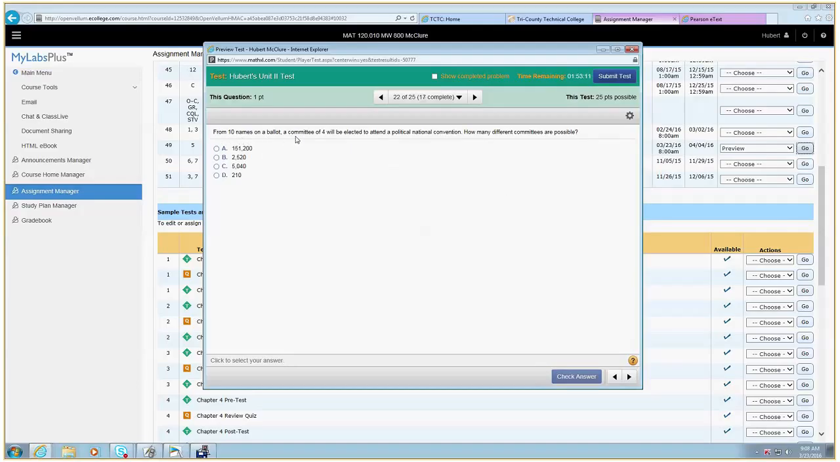From 10 names on a ballot, oh my gosh, a committee. Who? A committee of four. Somebody crank that out right quick for me. 10 what? Combination of four. What do you get? I love how y'all punch on your calculator and then y'all just sit there. 202. Thank you.